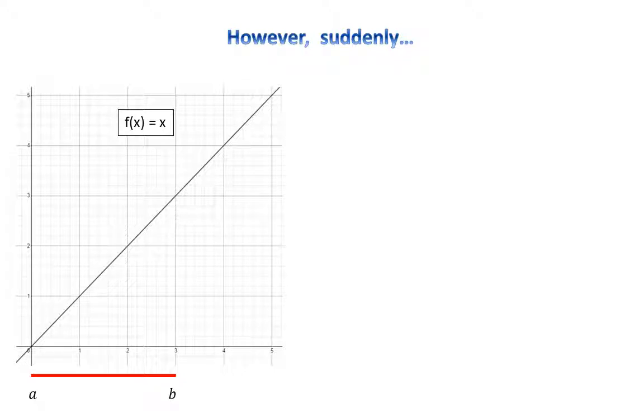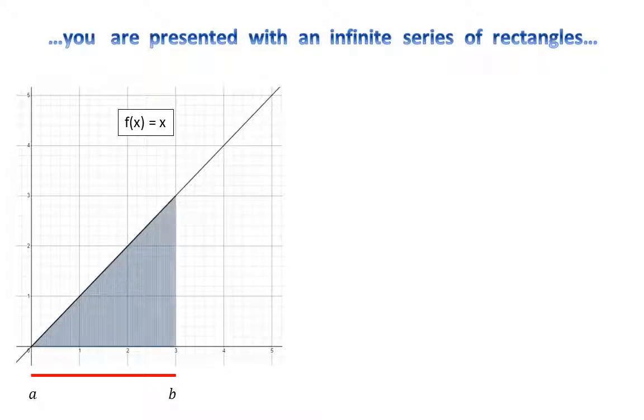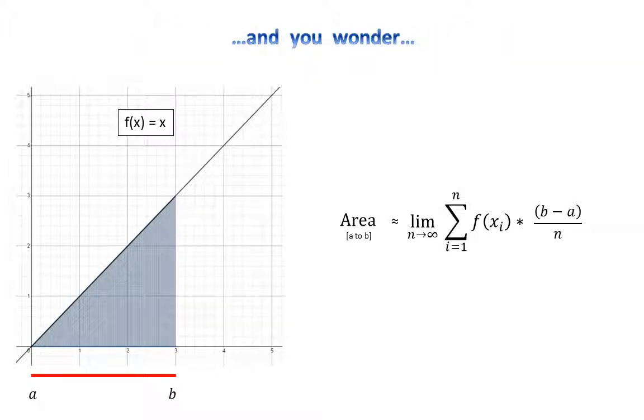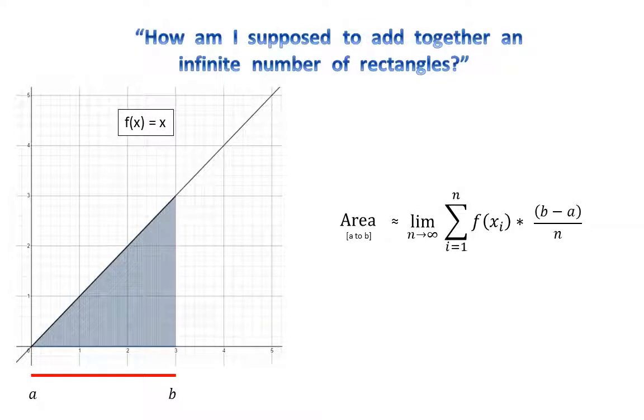However, suddenly, you are presented with an infinite series of rectangles, and your Riemann sum looks like this. Notice the limit as n goes to infinity. And you wonder, how am I supposed to add together an infinite number of rectangles?